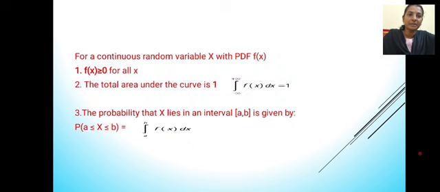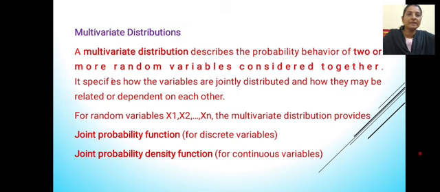For a continuous random variable x with the probability density function f(x), first, f(x) is greater than or equal to 0 for all x. The second one is that the total area under the curve is 1. The probability that x lies in the interval a to b is given by the integral from a to b of f(x) dx.